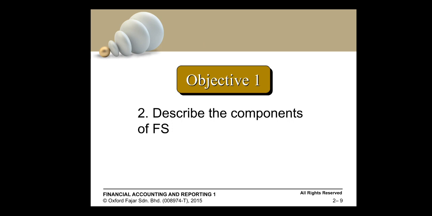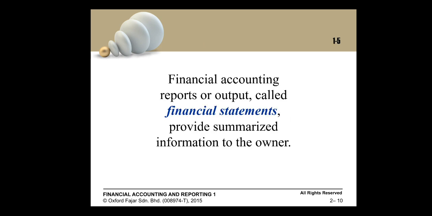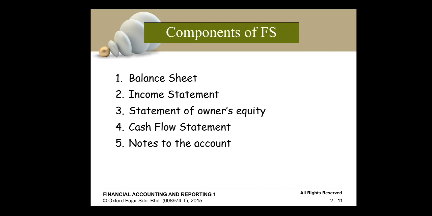So what is a financial statement actually? See here, the components of financial statement. Financial accounting reports or output is called financial statement. It provides summarized information to the owner of the business. Financial statement contains 5 components. The first one is balance sheet. The second one is income statement. Number 3, statement of equity. Number 4, cash flow statement. And number 5, notes to the account.